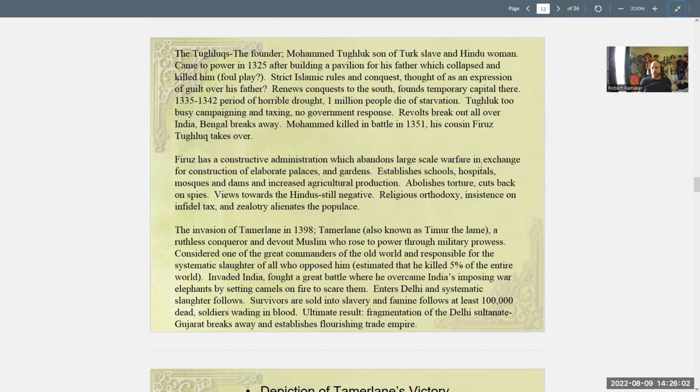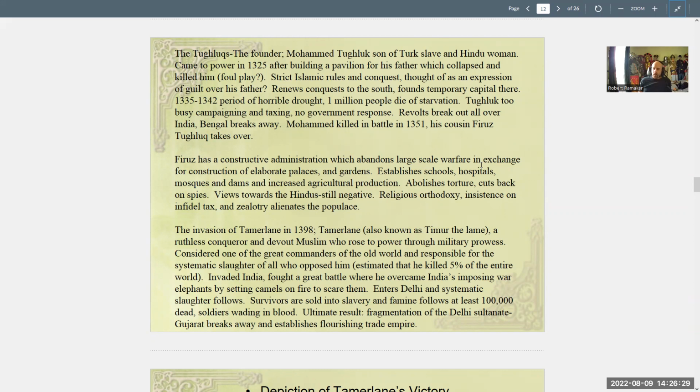He also ends up setting up a temporary capital. There's a massive drought that takes place from 1335 to 1342. Over 1 million people starve during that. The Delhi Sultans make sure that the grain is all taken from the countryside and the government gets fed first. And then whatever's left over goes to the people. So the people are actually raising the crops and they don't even get to really benefit from it.